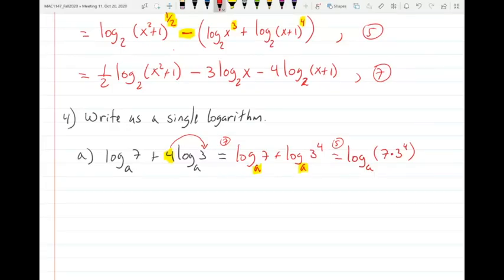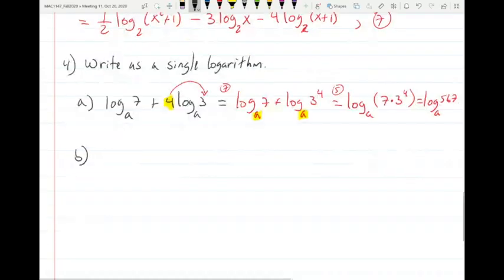All right, and then we get 81 times 7, that's 567. So this is really log base A of 567. Okay, so we managed to write that expression that we were given as a single logarithm. All right, so let's do some more examples. Again, here you just have to think backwards.